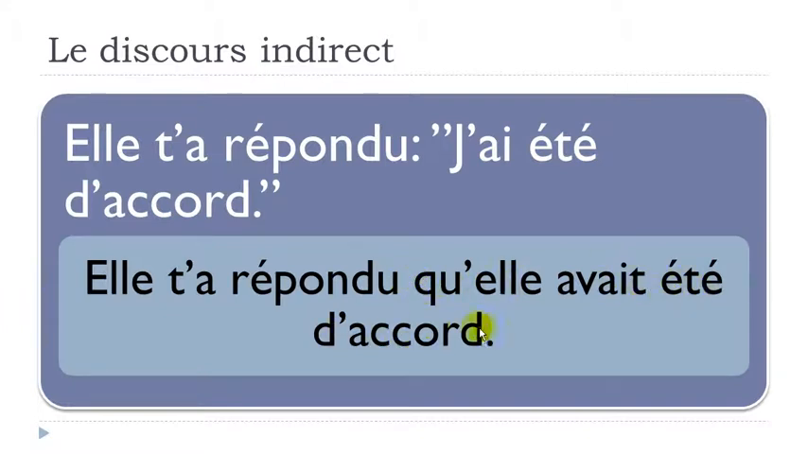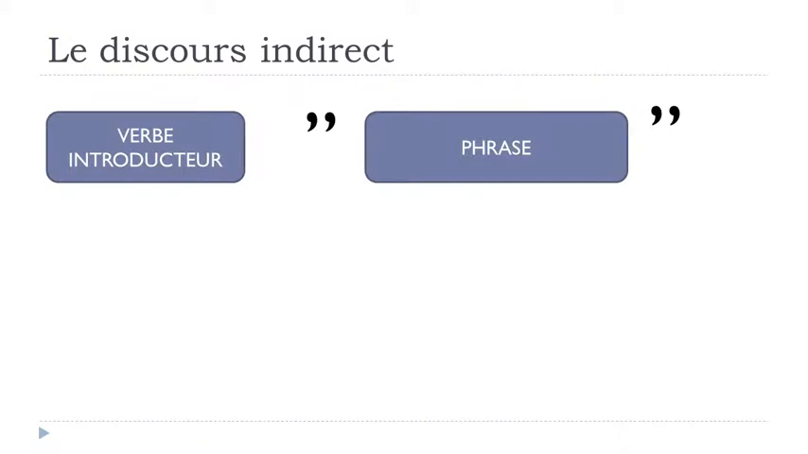All right, so remember, the first part doesn't change. Elle t'a répondu. You don't need to modify it. You don't need to change it. But the second part, j'ai été, passé composé, will become elle avait été. So it's the plus-que-parfait.